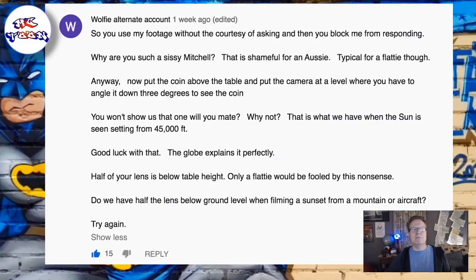Anyway, now put the coin above the table and put the camera at a level where you have to angle it down 3 degrees to see the coin. You won't show us that one, will you, mate? Why not? This is where we have the sun setting from 45,000 feet. Good luck with that. The globe explains it perfectly. Half your lens is below table height. Only a flatty would be fooled by this nonsense, and we saw a few flatties fooled. Do we have half the lens below ground when filming a sunset from a mountain or aircraft? Try again.